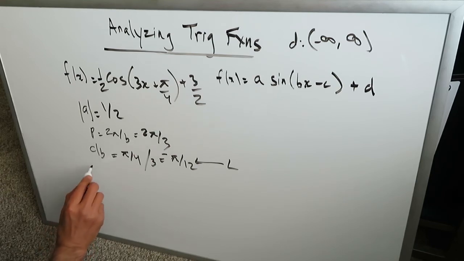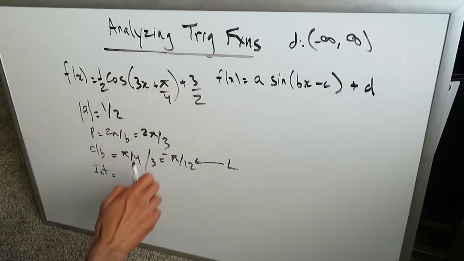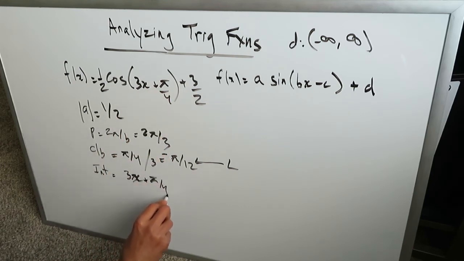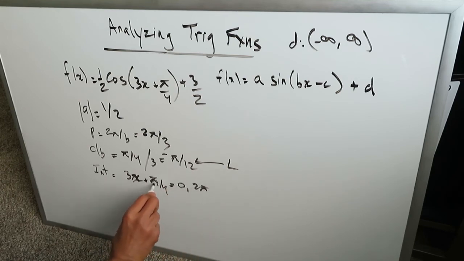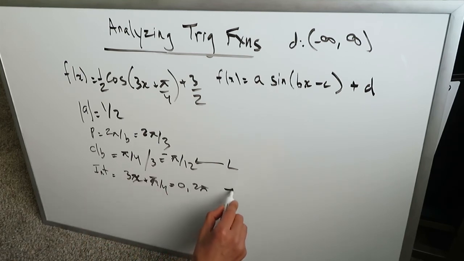Next, what do you want to look at? The interval. Let's abbreviate interval as int. You do 3x plus pi over 4 is equal to 0 comma 2 pi. You solve x for both of these scenarios, and you get a start and you get an endpoint. If you do 3x plus pi over 4 is equal to 0, you take pi over 4 on the other side, you get 3x is equal to minus pi over 4. When you take 3 on the other side, you get x is equal to minus pi over 12. See, minus pi over 12 represents the start of your single wavelet.